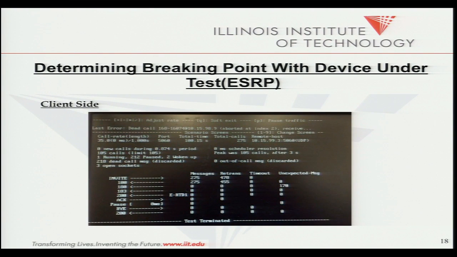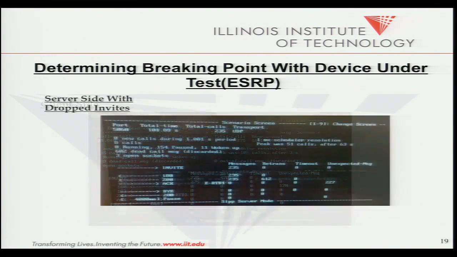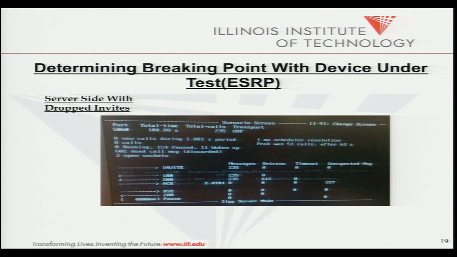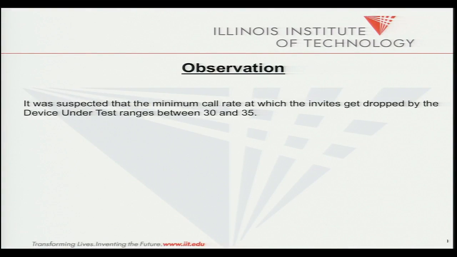So at 35, we see the dropping of invites between the client and the server, or the device under test. Here you can see 275 invites being forwarded by the client, but here the invites were being dropped, at the range of 35 calls per second. So we had to further narrow down to find the exact breaking point. So this was a suspicion.